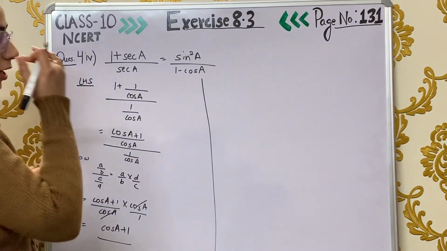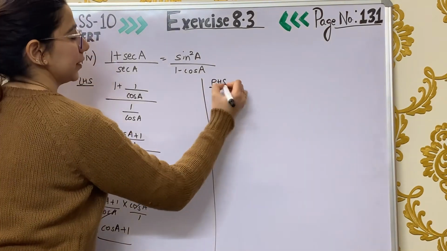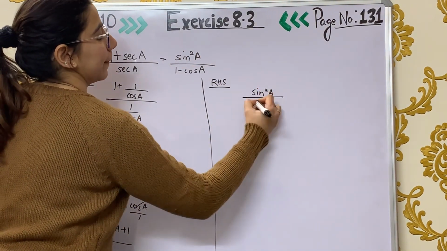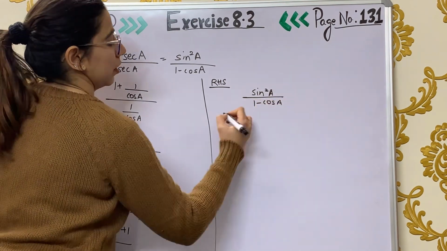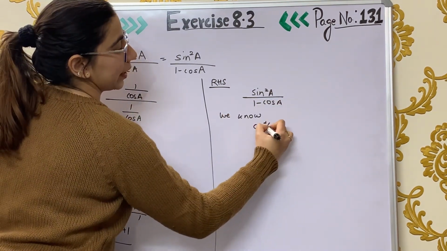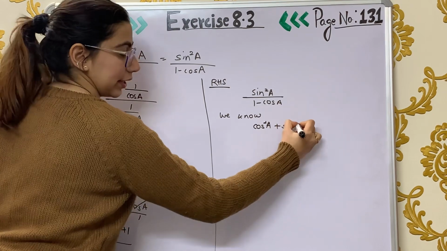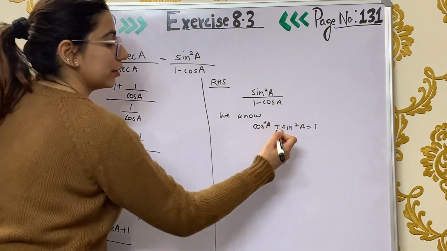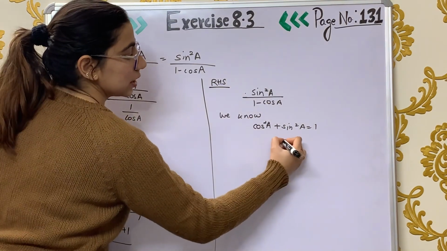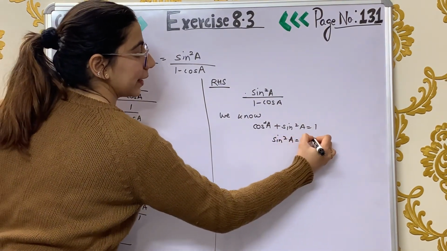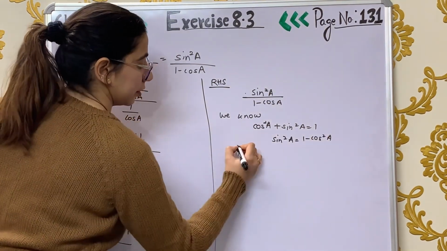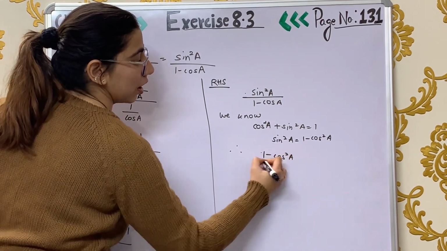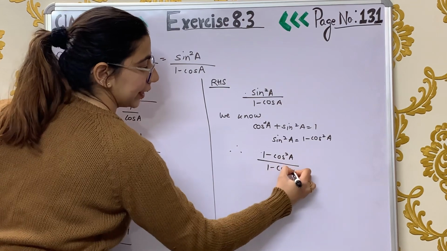Now let's solve the RHS. Okay. We have sin square A upon 1 minus cos A. We know cos square A plus sin square A is equal to 1. So putting the value of sin square A from here to here, that is sin square A is equal to 1 minus cos square A. Therefore, our equation becomes 1 minus cos square A upon 1 minus cos A, right?